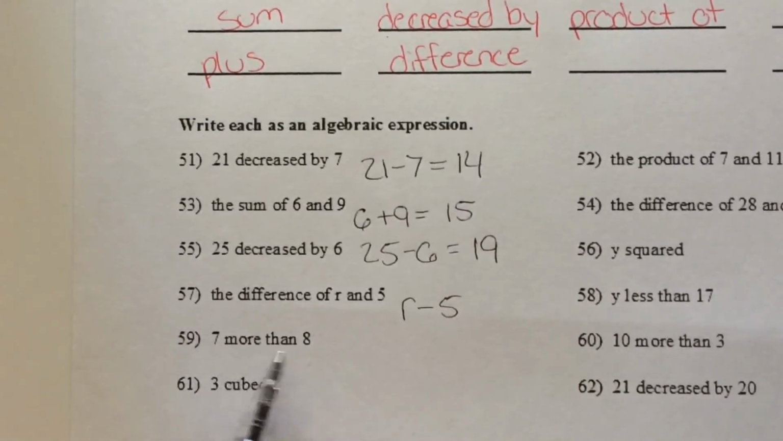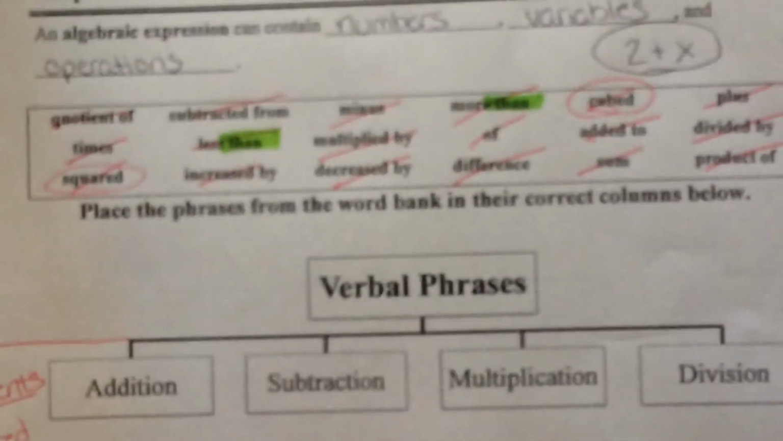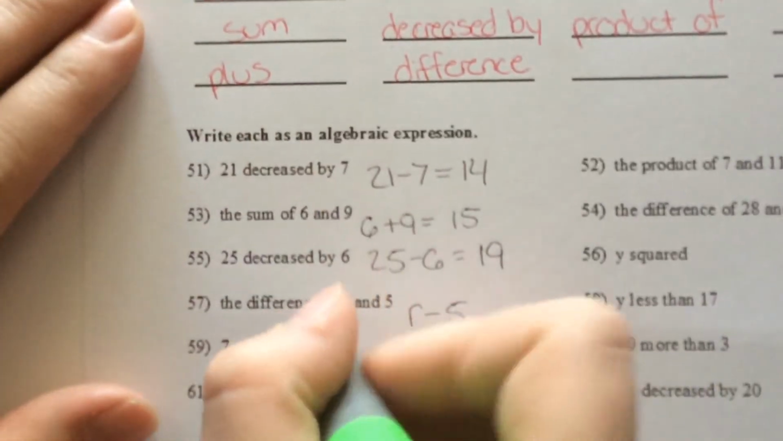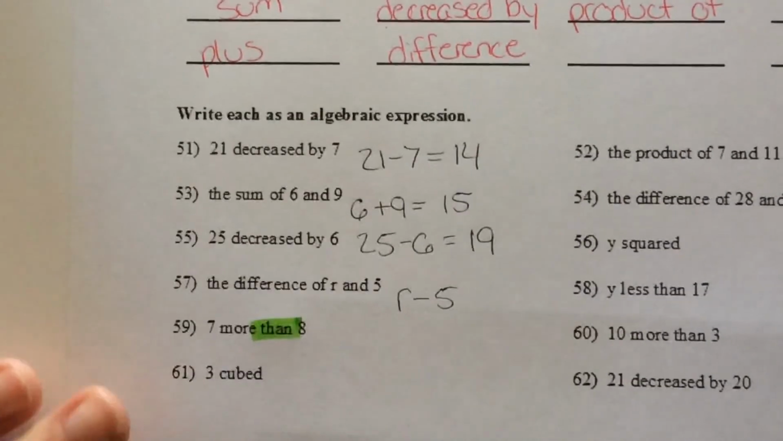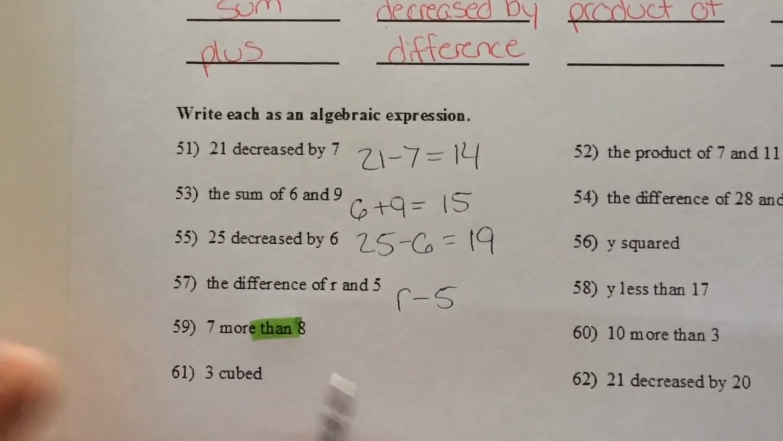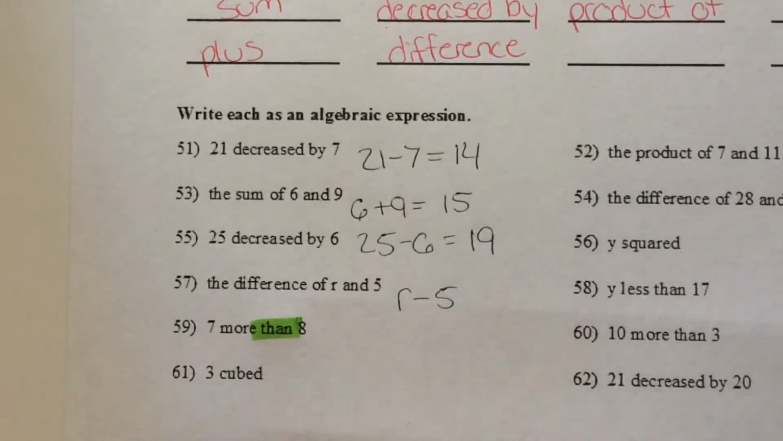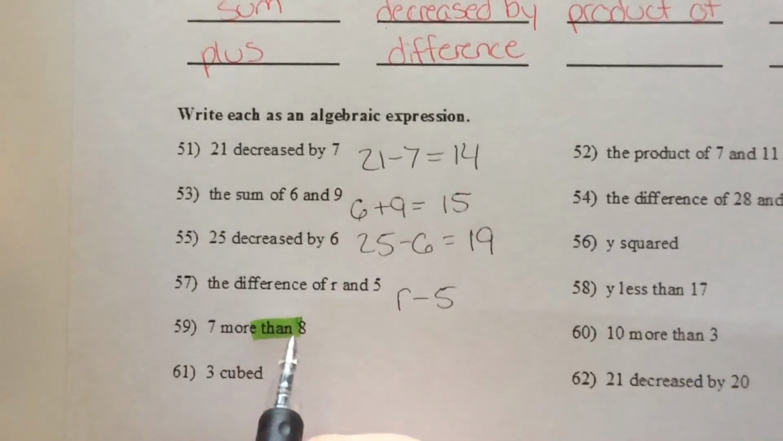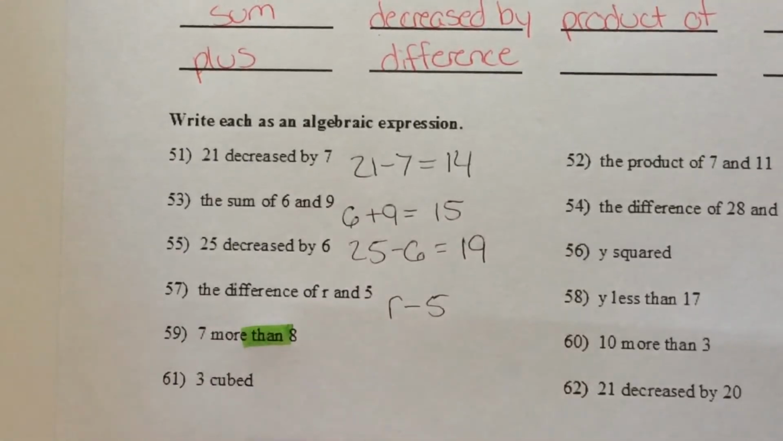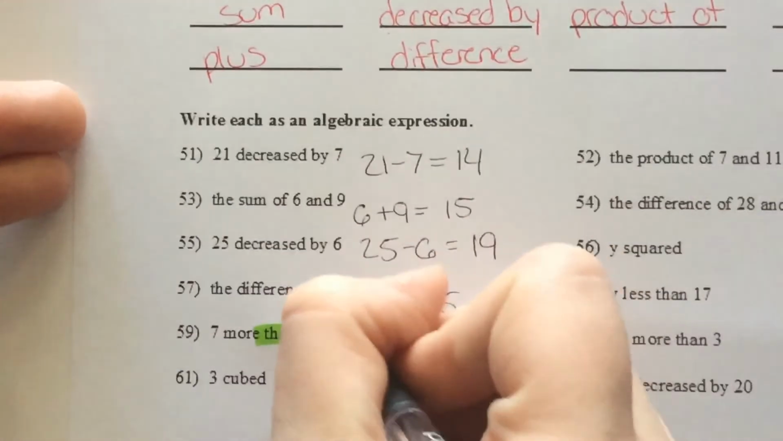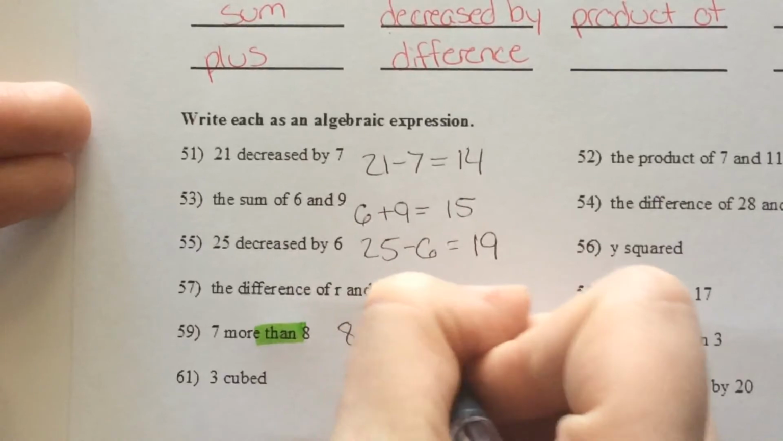7 more than 8. So here's that word than that I had you highlight up here at the top. If you didn't, that's fine, at least underline. So more than. Now, your initial instinct is probably going to be 7 plus 8. Well, in this case, more than means that the second number comes first. 7 more than 8. So 8 plus 7. Okay.